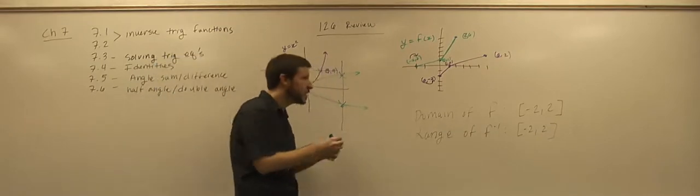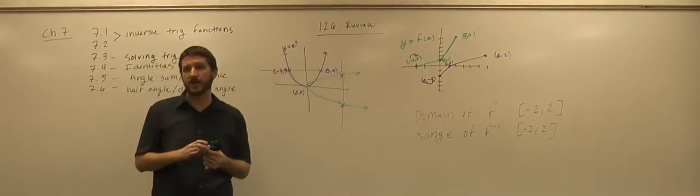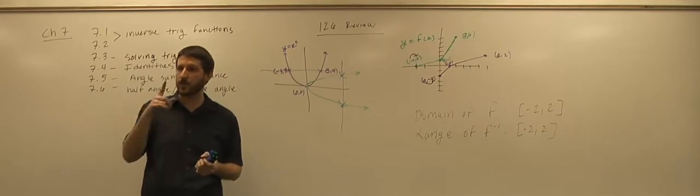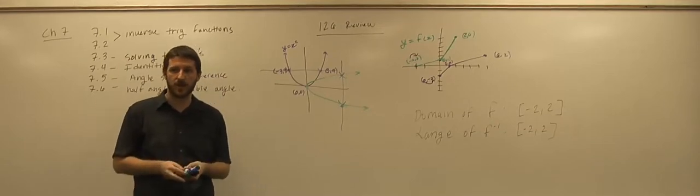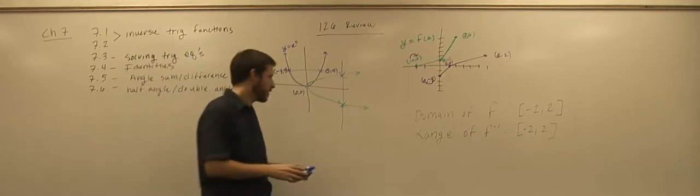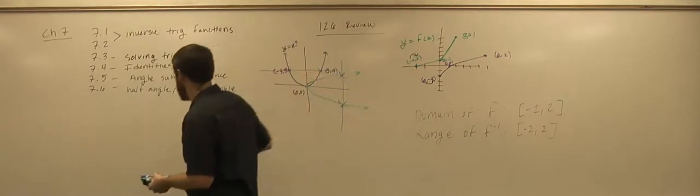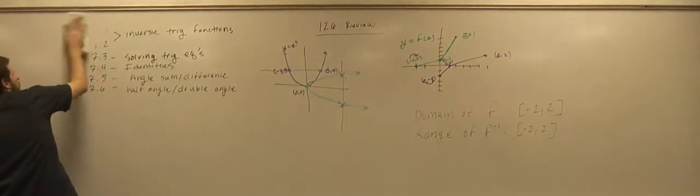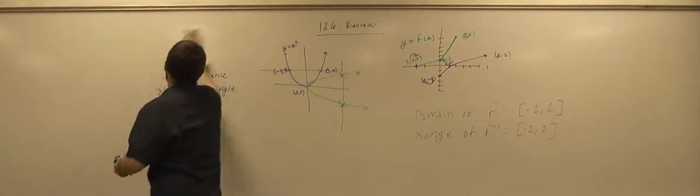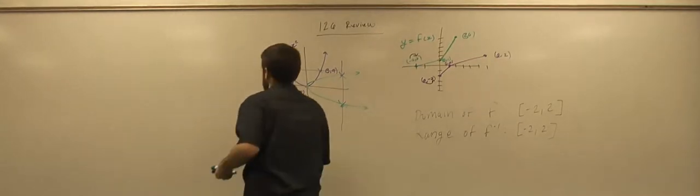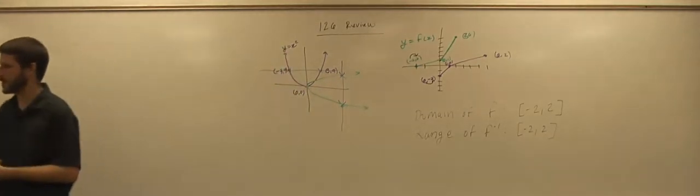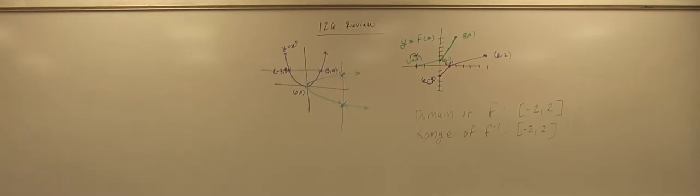Which is really, really bad for us, because if you think about any of our trig functions, sine, cosine, they all repeat. And they fail the horizontal line test miserably. So this is going to cause us some problems. But we'll fix it. It's okay. It's all right, guys. I know, you're very sad.